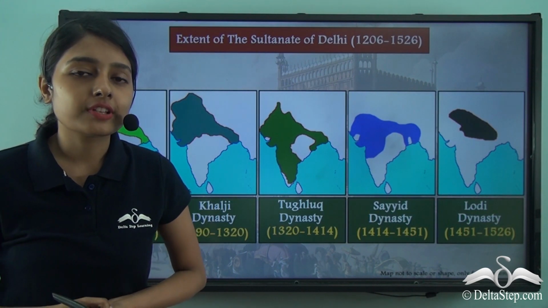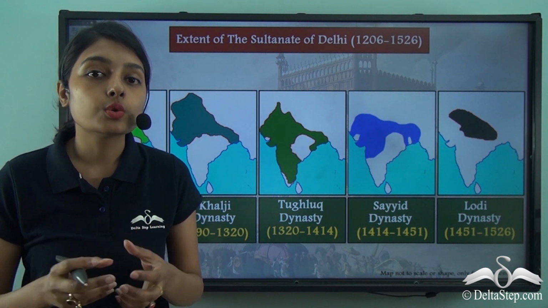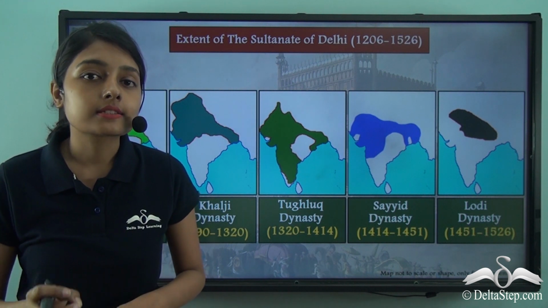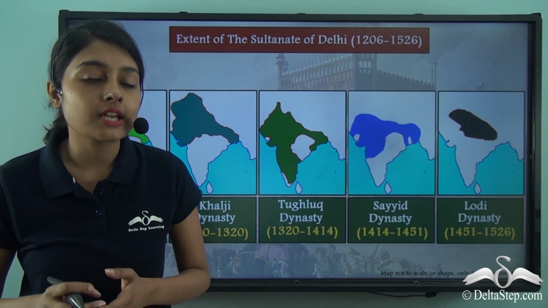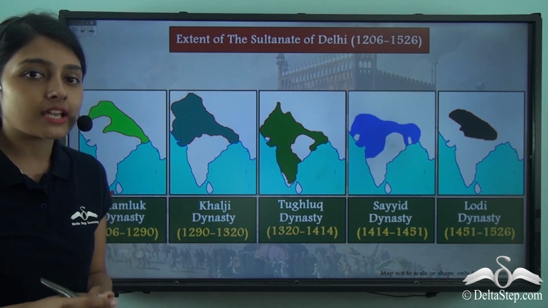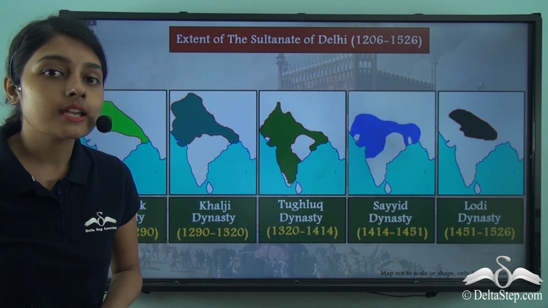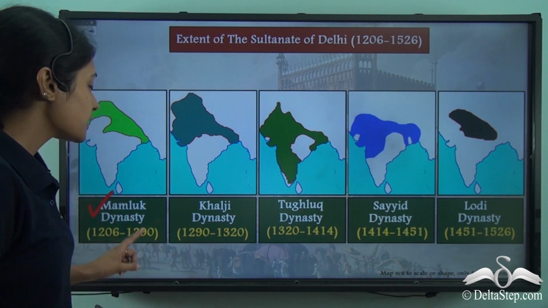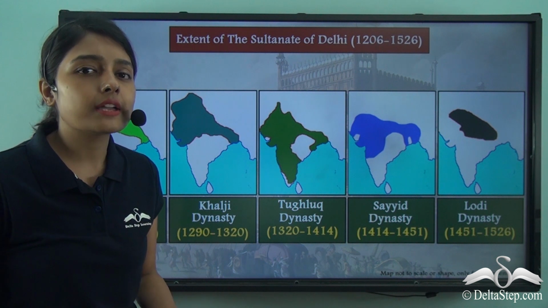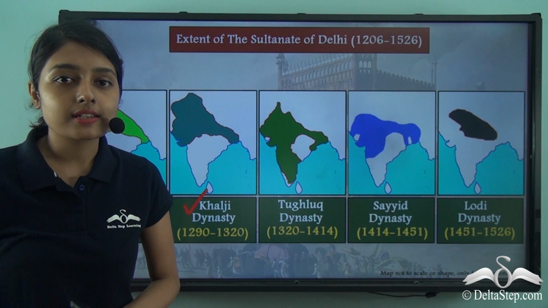In our last set of lessons, we learnt about the 5 great dynasties that ruled under the Delhi Sultanate. As a quick recap, let us go over the names of those 5 dynasties. It was the Mamluk or the slave dynasty that was the first dynasty to rule under the Delhi Sultanate, and this dynasty ruled from 1206 to 1290. This dynasty was followed by the very powerful, the mighty Khalji or Khilji dynasty.